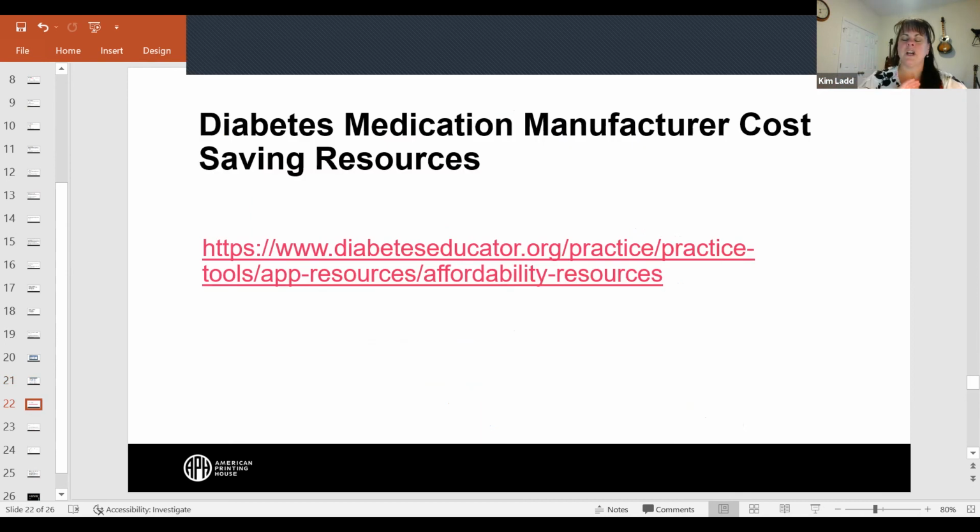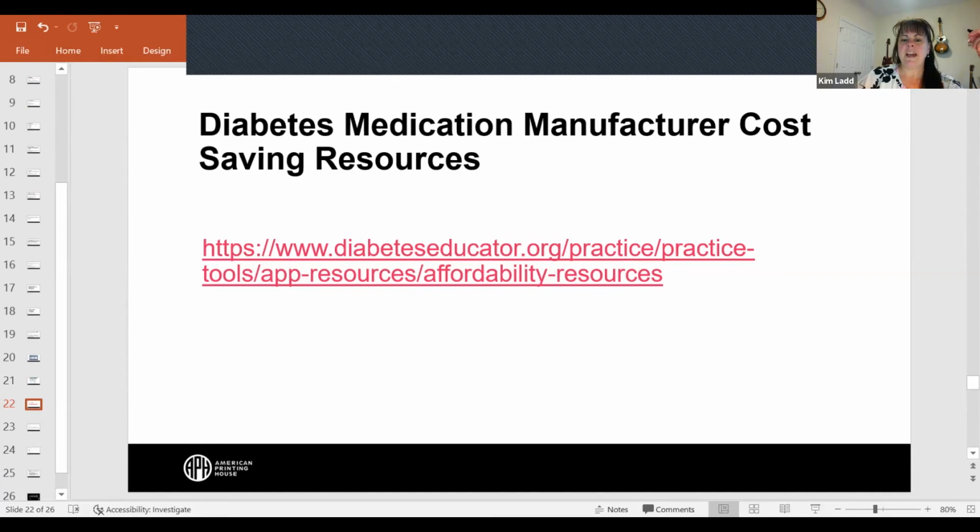Now, I have some other resources that I wanted to share with you in the handouts, because some of these medications, like the Jardiance that I'm on, I thank God that I have good health insurance, because it costs $862 a month. If I did not have health insurance, I would have to pay $862 a month for that medication. Who has that kind of disposable income? So what I've included on the handout are some resources for cost savings.